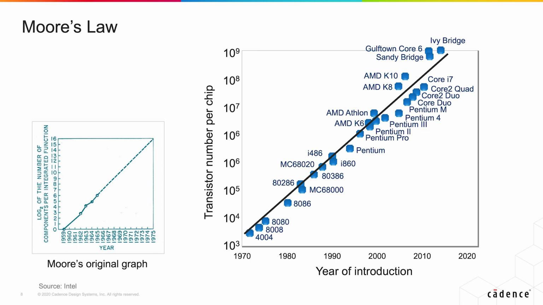So if you plot this out, Gordon Moore actually had 4 data points when he came up with Moore's law, which is kind of incredible. And what's even more incredible is that it's been going on for 50 years, pretty much continuously.